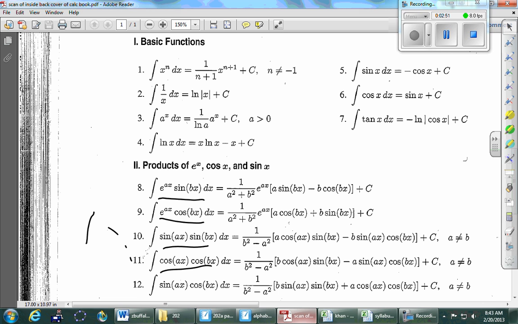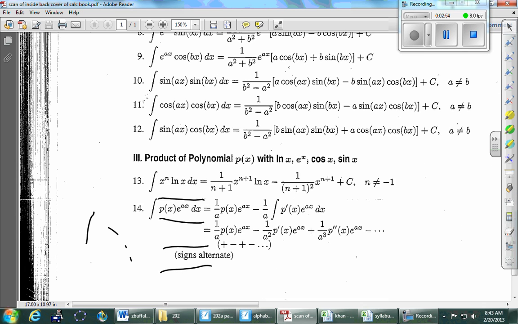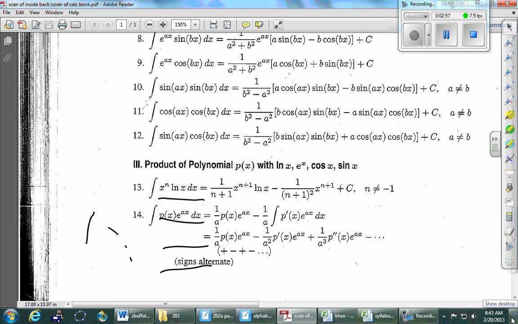Okay, as we keep looking around on this sheet, the next category is products of polynomials with ln, e, cosine, or sine. So same idea as up above, but we're looking for now polynomials times everything. So in the first one, I've got any power of x times ln of x. That's a polynomial times ln. Then I've got any polynomial, that's what p of x stands for, times e to a power.